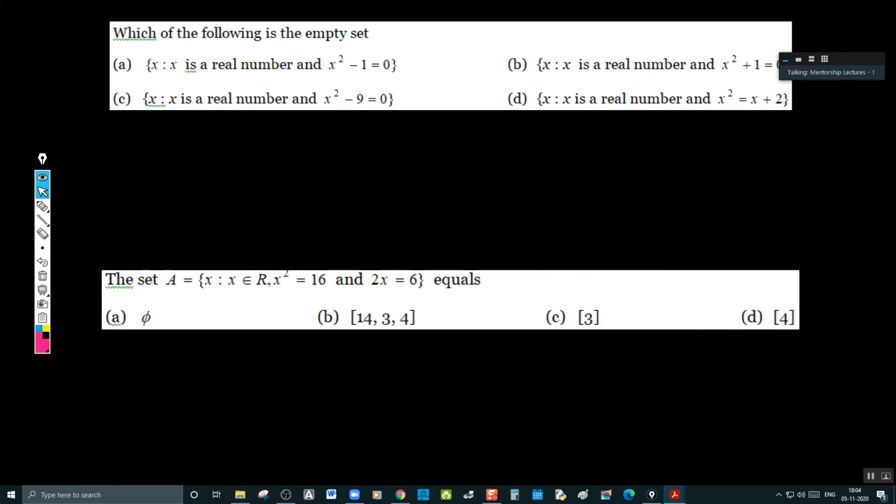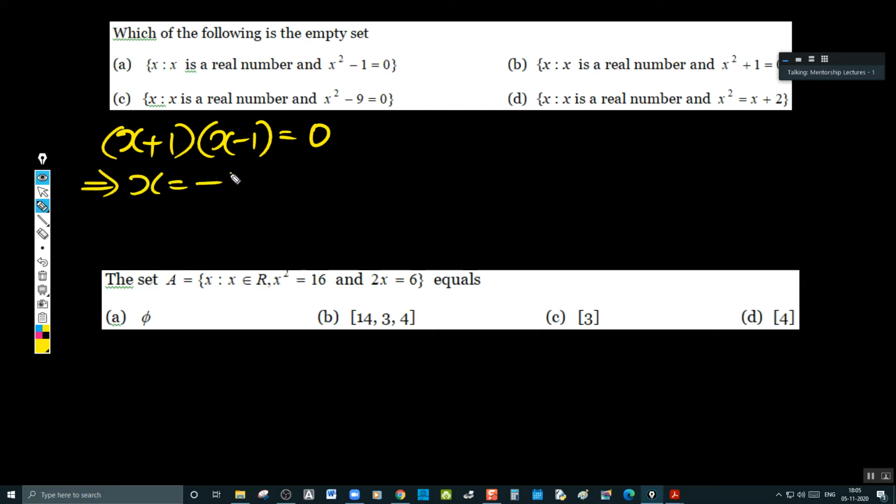So let us see the first problem. Which of the following is an empty set? X is a real number, and x square minus 1 equal to 0. X square minus 1 equal to 0 means, how do you proceed? You will write it as x plus 1 into x minus 1 equal to 0, and thereby you will get x is equal to minus 1 or plus 1, so it belongs to R only. Not an empty set. So A is ruled out.